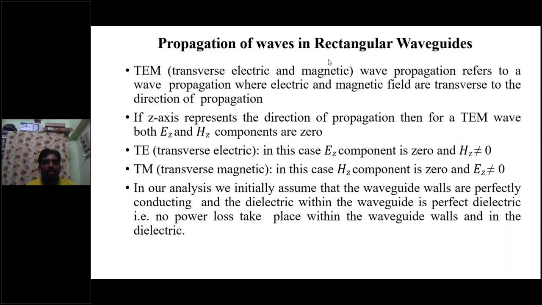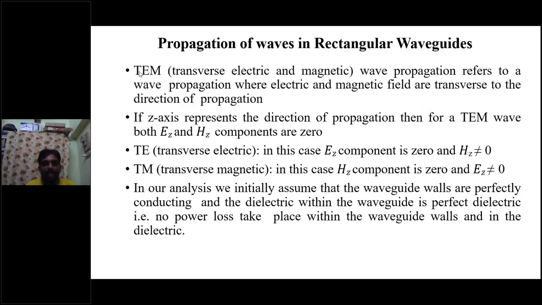And then we go for our concept of propagation of electromagnetic waves in rectangular waveguides. A rectangular waveguide has four sides, which we can call the four walls of the waveguide: the bottom side, top side, left side, and right side. How the electromagnetic wave propagates within the rectangular waveguide, we have to analyze by treating transverse electric waves separately, transverse magnetic waves separately, and transverse electromagnetic waves separately.